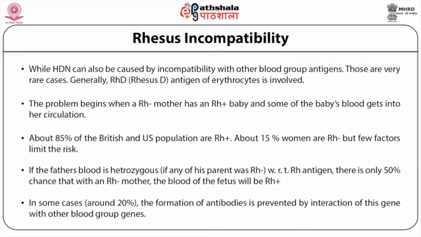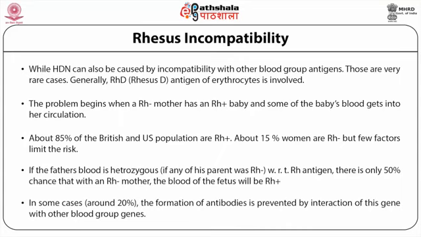If the father's blood is heterozygous, that is, if any of his parents was Rh negative with respect to the Rh antigen, there is only a 50% chance that, with an Rh negative mother, the blood of the fetus will be Rh positive. In some cases, around 20%, the formation of antibodies is prevented by interaction of this gene with other blood group genes.